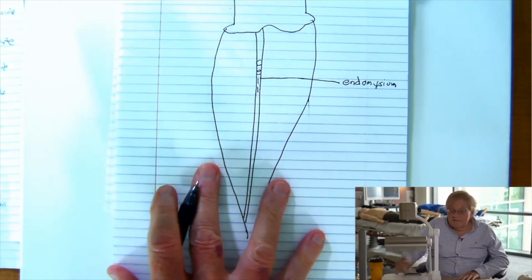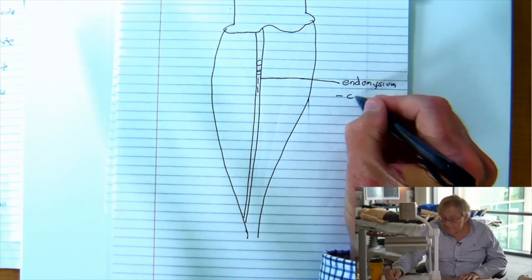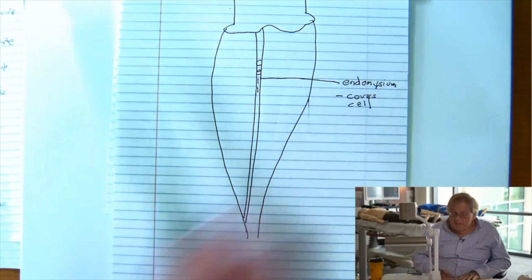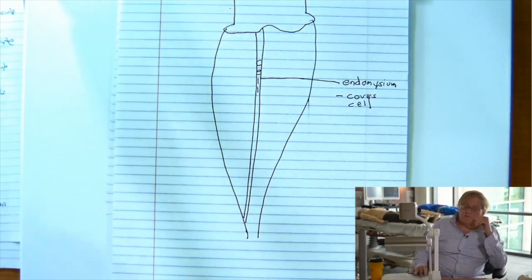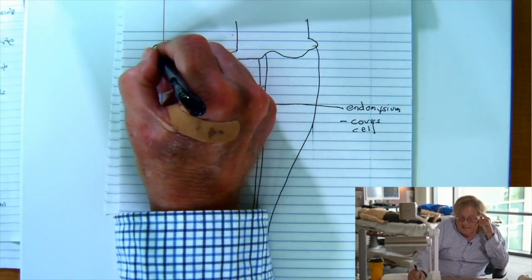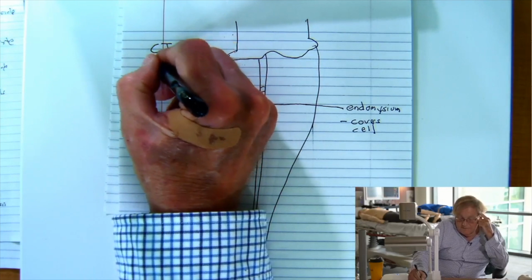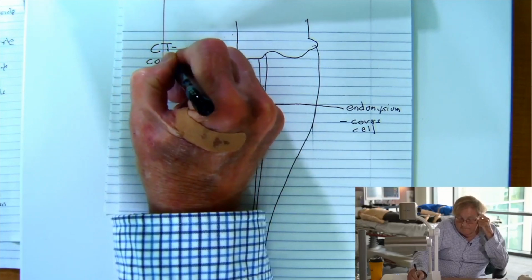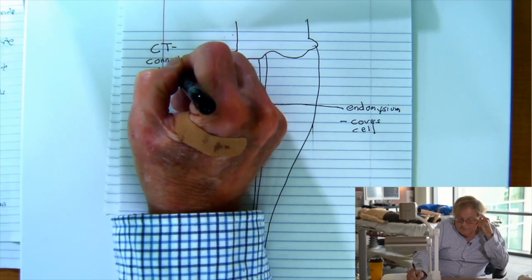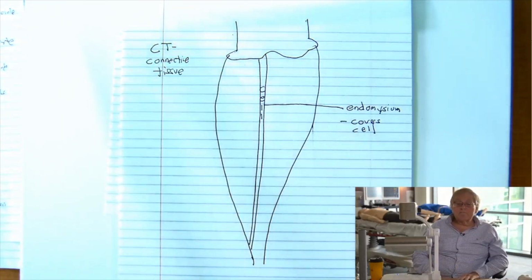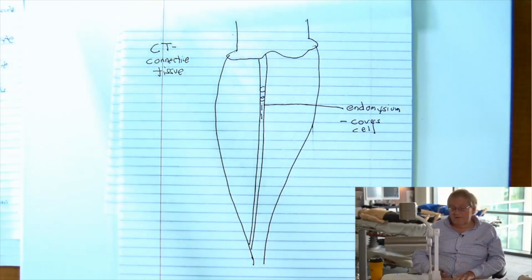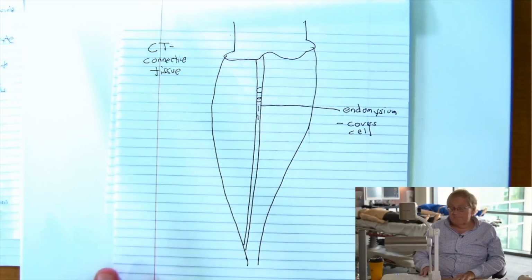So an endomysium covers a cell. And there's a term I keep on using here of CT. Remember, CT in this class stands for connective tissue. Remember, all connective tissue is a mesodermal germ layer. Don't confuse that with the word computerized tomography that you have in radiography.